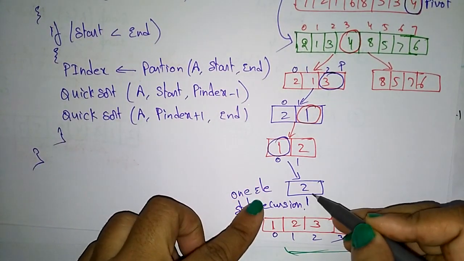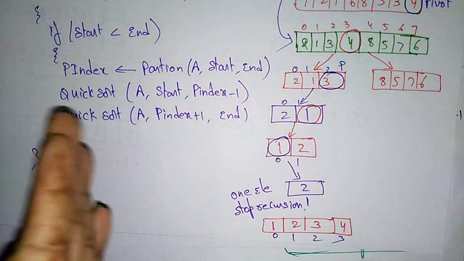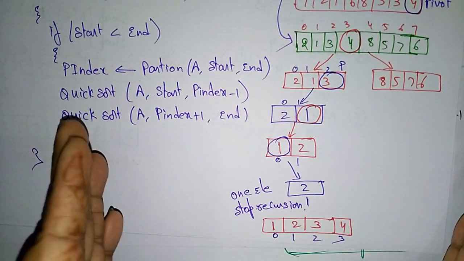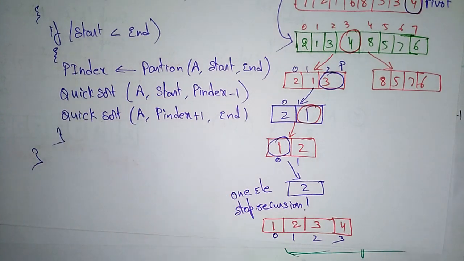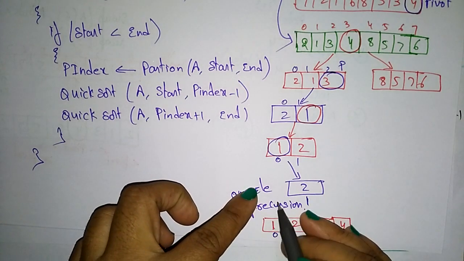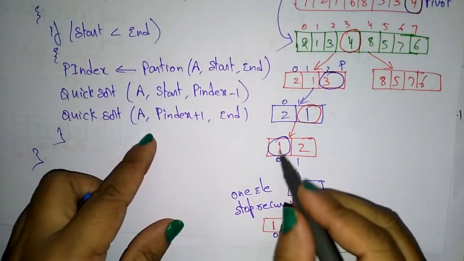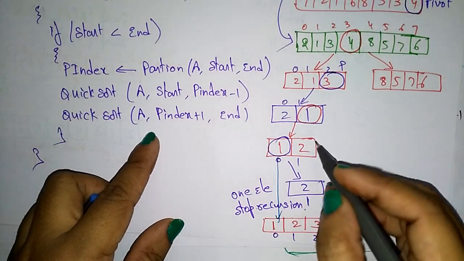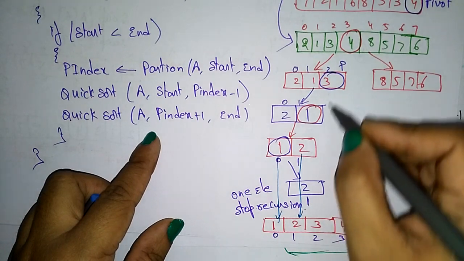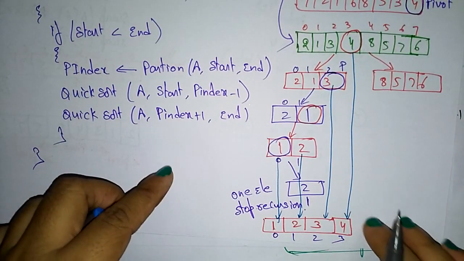So until you reach one element, you have to divide the array, split the array into 2 halves, select the pivot element, and swap the elements. Okay. So here this is 0, and here 2, this is 1. So this array is sorted.